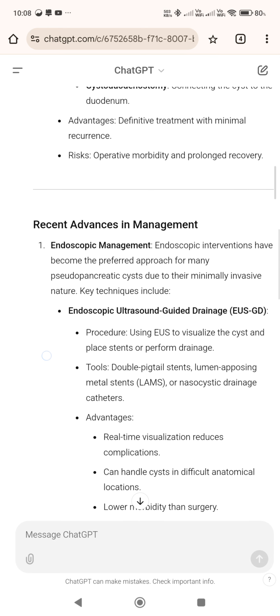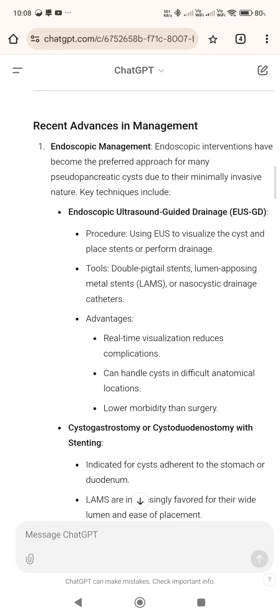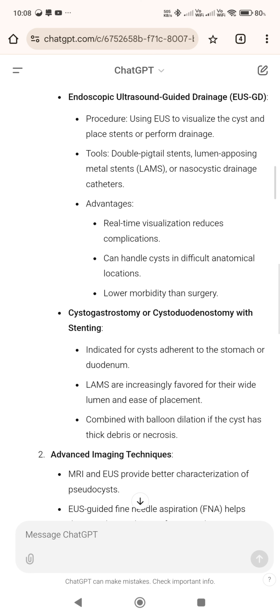Recent advances in management. 1. Endoscopic management. Endoscopic interventions have become the preferred approach for many pseudopancreatic cysts due to their minimally invasive nature. Key techniques include endoscopic ultrasound-guided drainage, EUS-GD, a procedure using EUS to visualize the cyst and place stents or perform drainage. Tools: double pigtail stents, lumen-opposing metal stents, LAMS, or nasocystic drainage catheters.